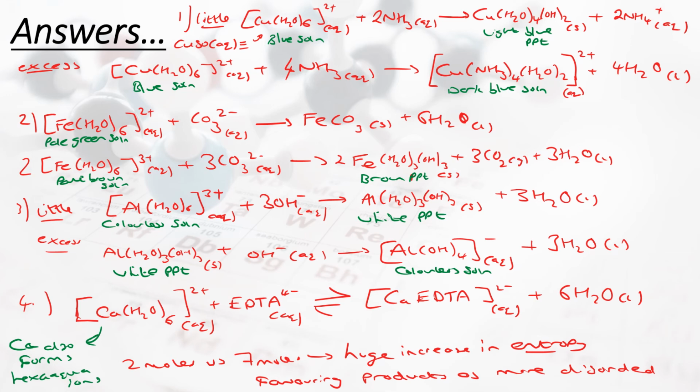So we've gone from a pale brown solution of the iron 3 hexaaqua ion to our brown precipitate here of our iron hydroxide. And then the key thing to remember is that we see effervescence. We give off CO2 gas as well.